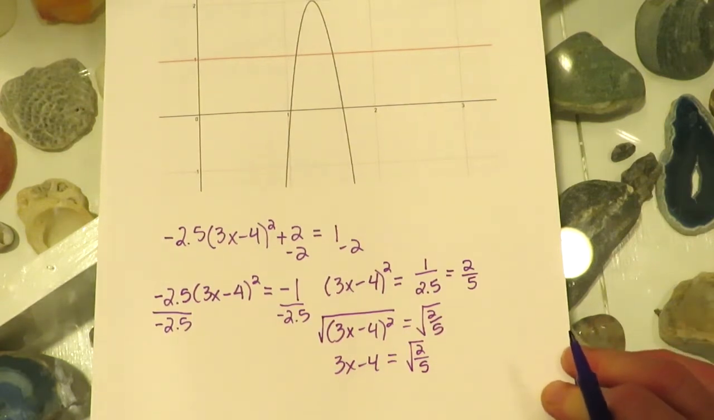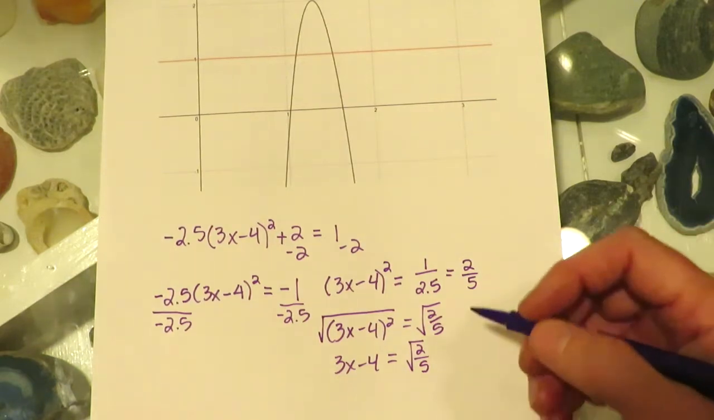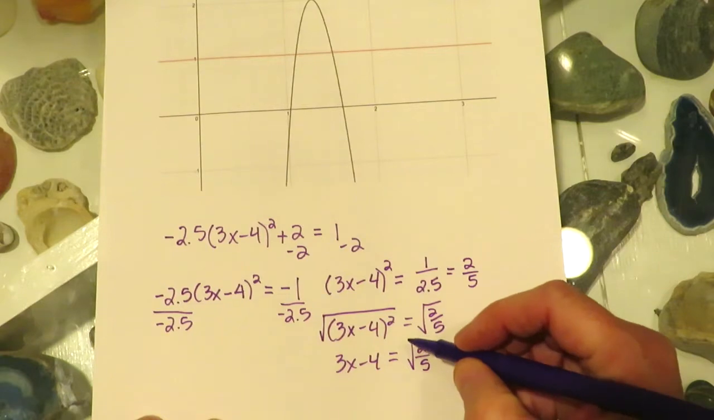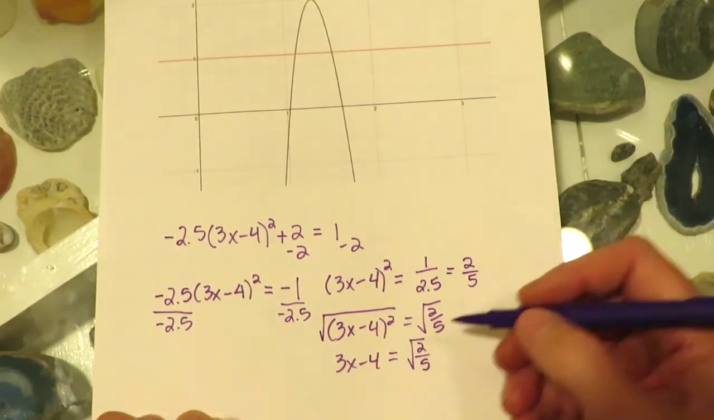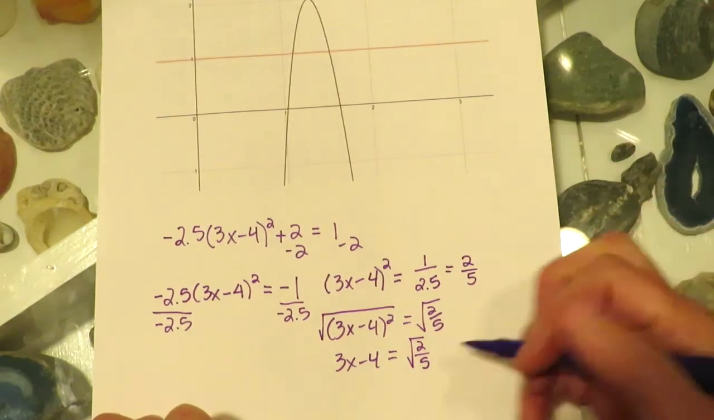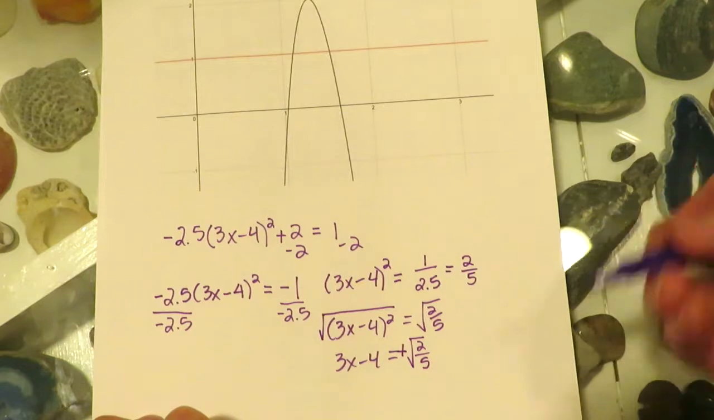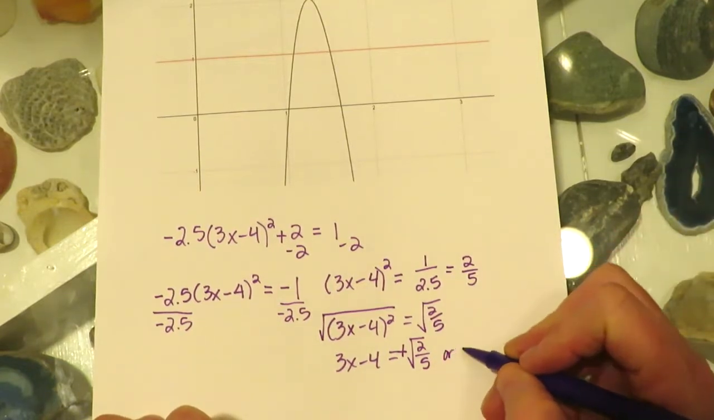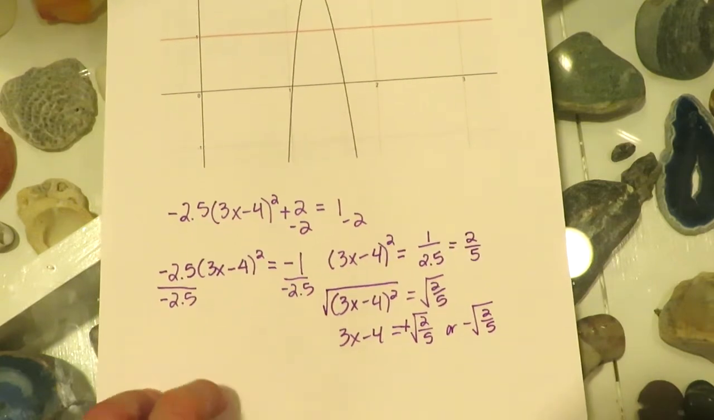Now, when you undo an even power, in the set of real numbers, what was being squared could have been positive or could have been negative. So when you're generally solving an equation, unless there's some word problem or some issue in which you know you're only dealing with positives or dealing with negatives, you should express that this could have been positive square root of 2/5 or the opposite of the square root of 2/5.